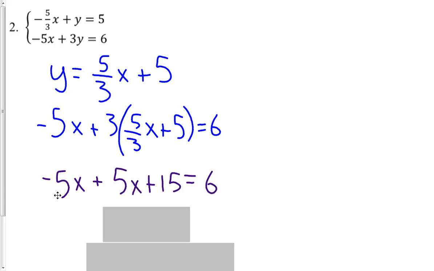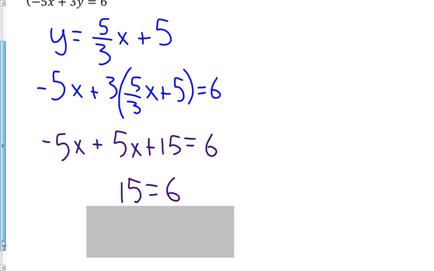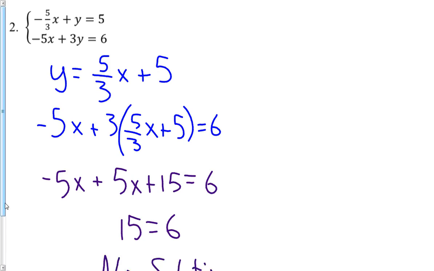And so now we've got negative 5 plus 5 is 0x. So 15 equals 6 is not true. If you get a statement that is not true, your answer is no solution.